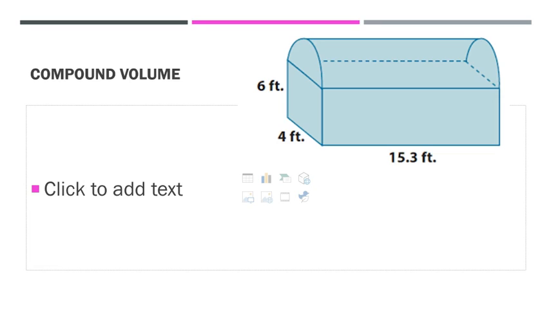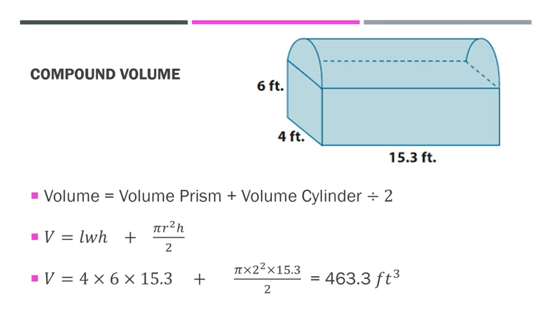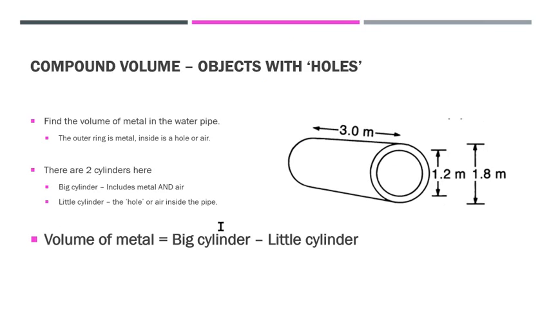So if we want to find the volume of this object, we need to take each part separately. We take the volume of the prism and we add it to the volume of the cylinder, but we take the cylinder and divide by 2. As you can see, it is only half a cylinder on the roof. So we calculate it, we put in the numbers, and we come up with the total volume of both objects together. Now the next example has a hole in it.